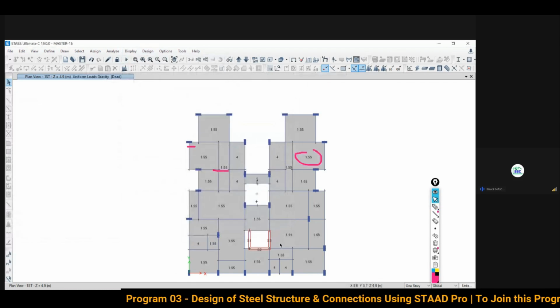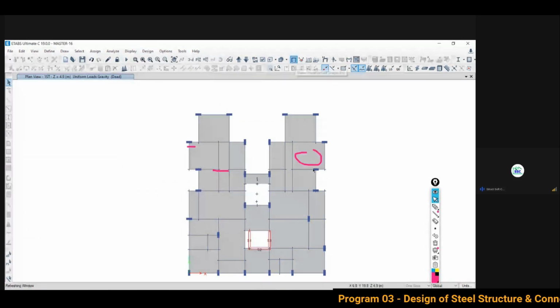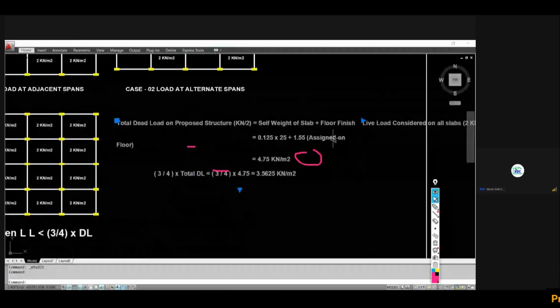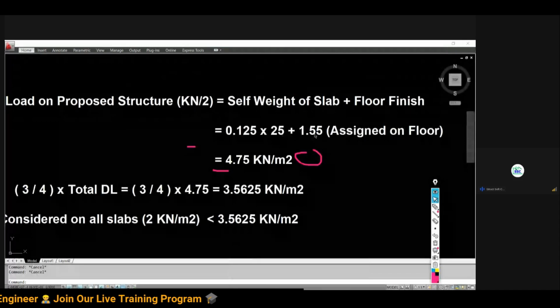Don't focus on this 4. General floor finish is 1.55, so we are going to put 1.55 here. Now tell me, what is the total value? 0.125 multiplied by 25 plus 1.55. Give me the answer for this.